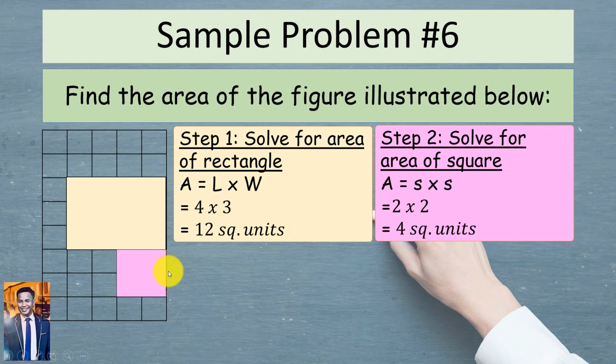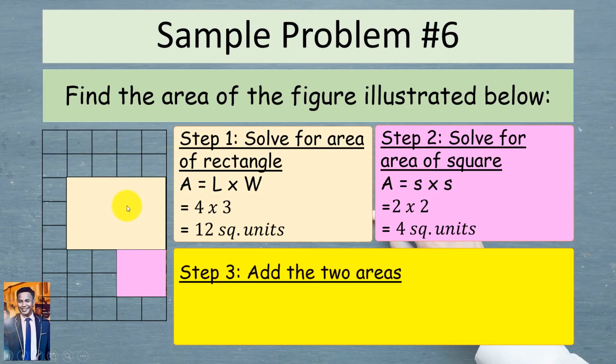Okay, alam na natin ito. Alam na natin itong ating square. Alam na natin yung area ng ating rectangle. Anong gagawin? We just add the two areas. Okay, we have the rectangle which measures 12 square units, and the area of a square which measures, okay, ito yun, 4 square units. So 12 plus 4 is equal to 16 square units.